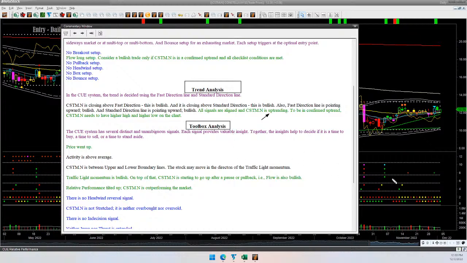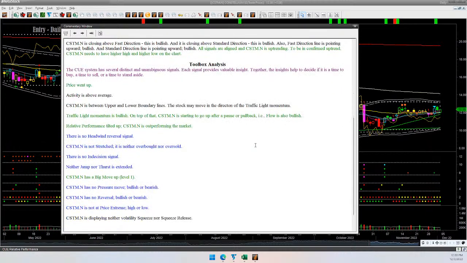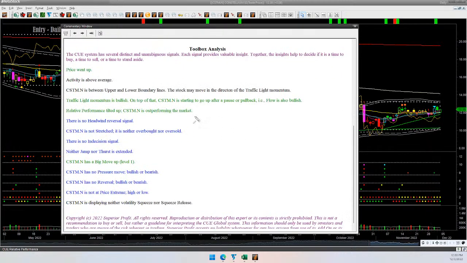toolbox analysis. It reads all the signals of importance in the chart as of that day. Let's scroll down, look at the toolbox analysis. Let's look at the green colors. Price went up. Traffic light momentum is bullish. On top of that, CSTM starting to go up after a pause or pullback, that is flow is also bullish.